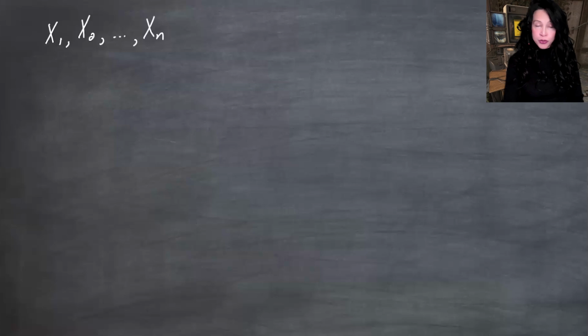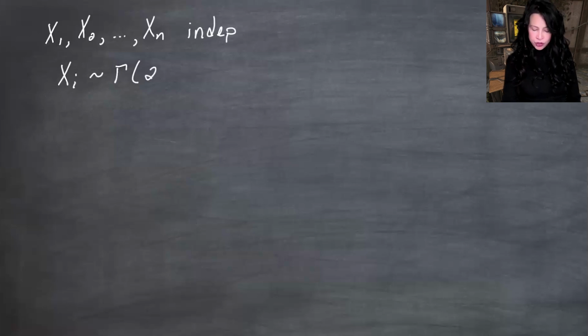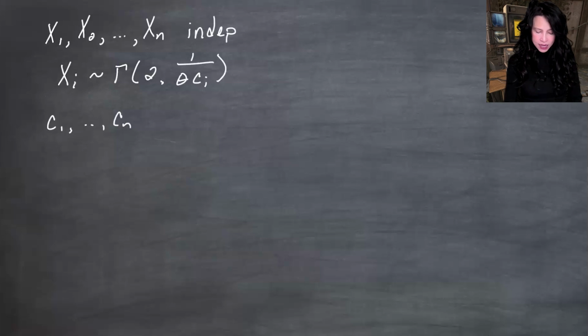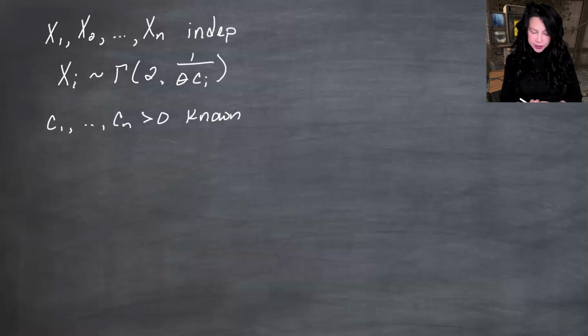We were working with a kind of cute gamma distribution. We didn't have a random sample, because random sample means IID, which means independent and identically distributed. What we had were random variables X1 through Xn that were independent, but they had different distributions. The ith random variable had a gamma distribution. The first parameter was 2, and the second parameter was 1 over theta Ci. Now, c1 through cn were just positive known real numbers, so they're not part of the unknown parameters here.